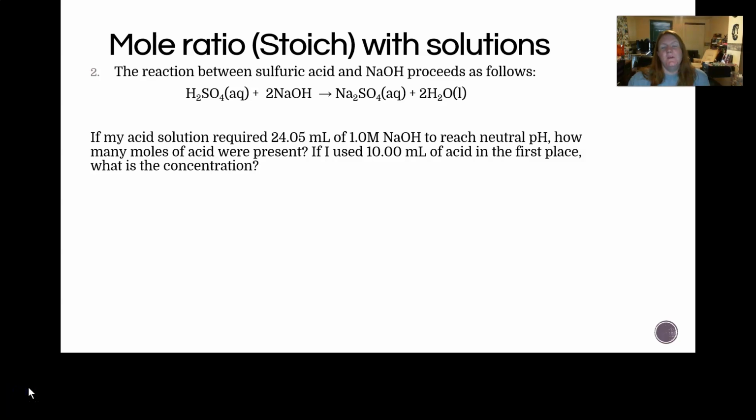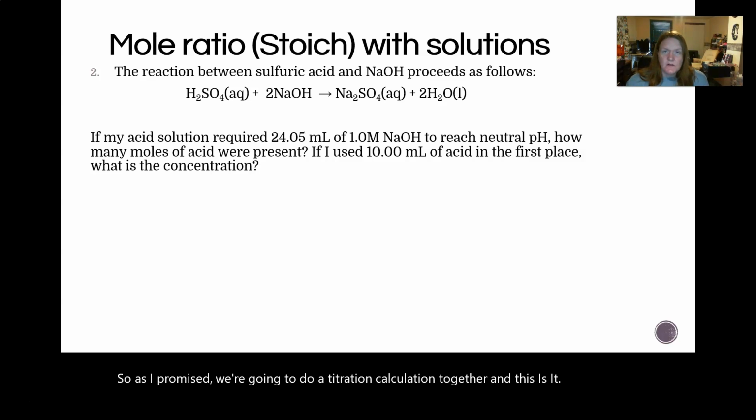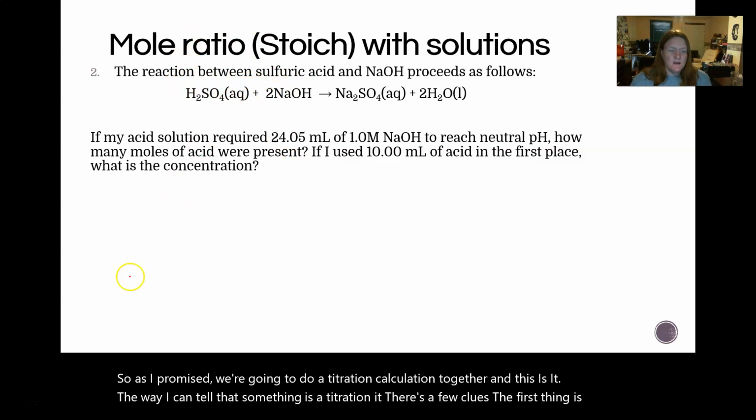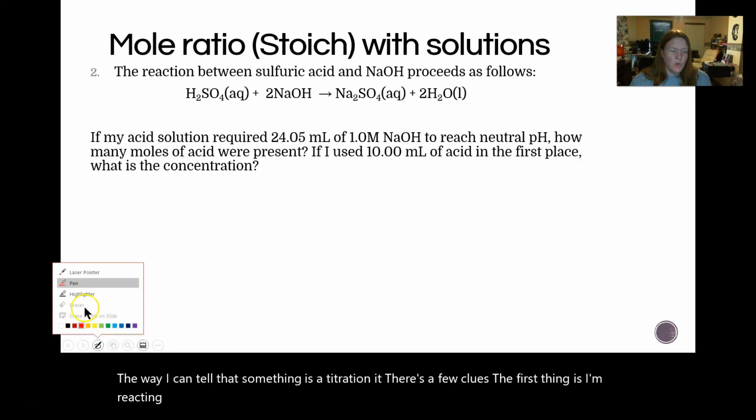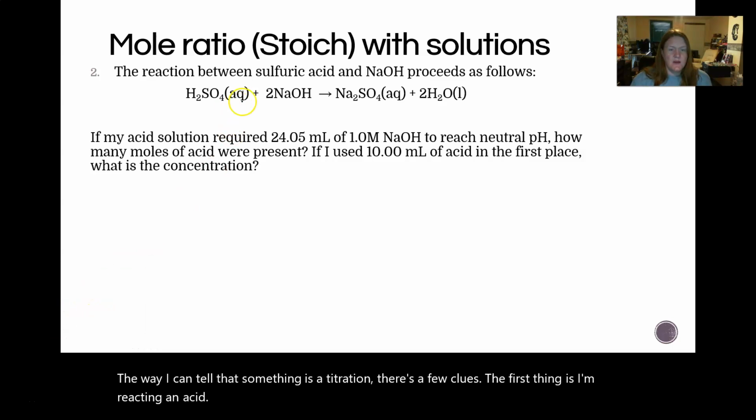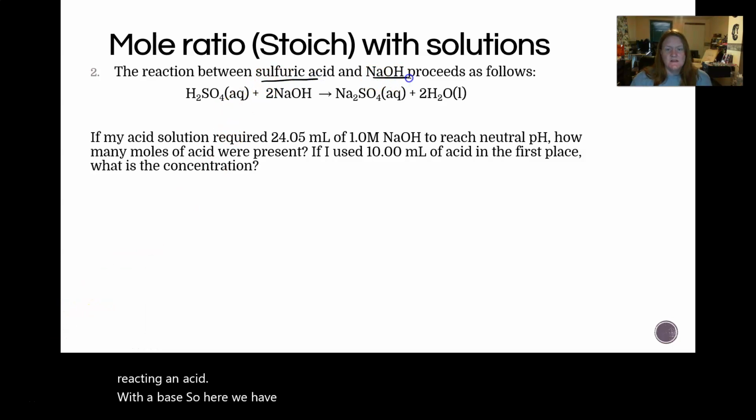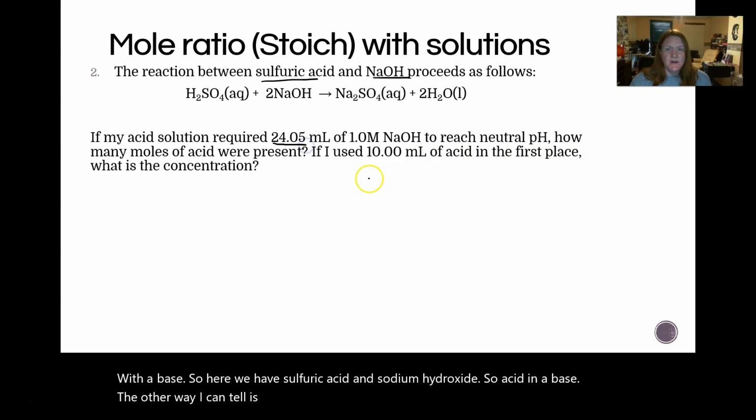So, as I promised, we're going to do a titration calculation together, and this is it. The way I can tell that something is a titration, there's a few clues. The first thing is I'm reacting an acid with a base. So here we have sulfuric acid and sodium hydroxide, so an acid and a base. The other way I can tell is the precision is very high.